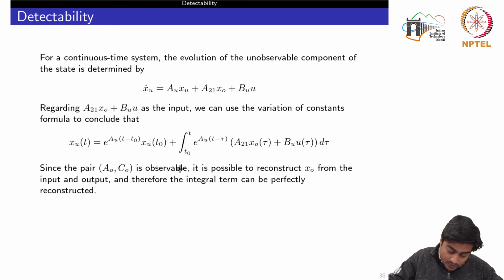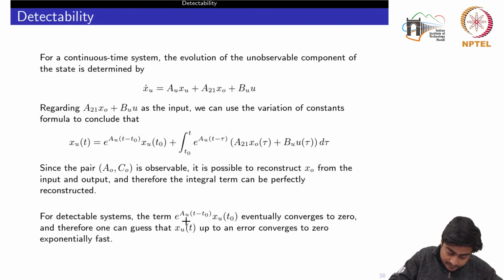Now since the pair AO-CO is observable, it is possible to reconstruct XO from the input-output pair, and therefore the integral term can be perfectly reconstructed, right? Because it contains two important variables, XO, which is observable, and u, of which you have the information, which is directly measurable. So actually I can compute this integral once I have the knowledge of this AU matrix. For detectable systems, the term this one eventually converges to 0 because we have ensured that AU is a stability matrix. This is in the definition of detectability, and therefore one can say that XU goes up to an error that converges to 0 exponentially fast.